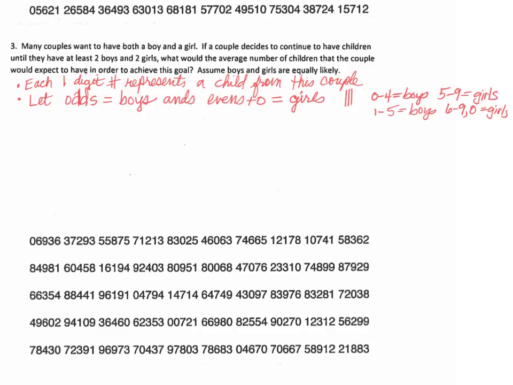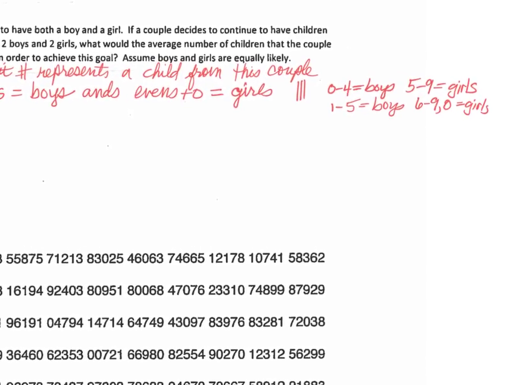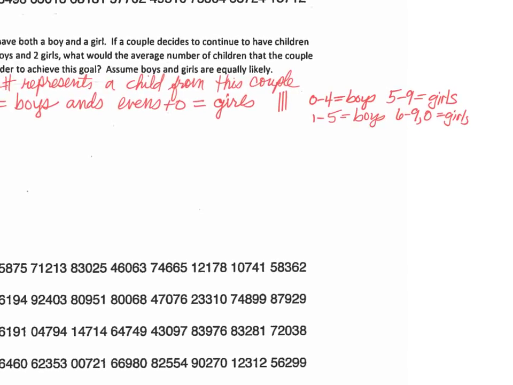What's wrong with doing 0 through 5 equals boys and 6 through 9 girls? Because 0 through 5 is 6 values, that would mean there's a 60% chance of something. 0, 1, 2, 3, 4, 5 is 6 digits. So what if you did 0 to 4? That's what we did right here. 0 to 4 equaling the boys is 5 digits for the boys.